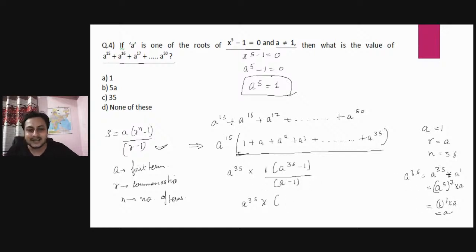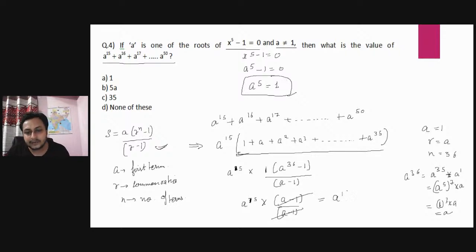So you can write it as a power 36 minus 1 upon a minus 1, that is a minus 1 upon a minus 1. And it is given that a is not equal to 1, definitely, otherwise the denominator would have become 0. So you can easily cancel this out, and the resultant should be a power, sorry, this is 15, not 35. This is 15, right?